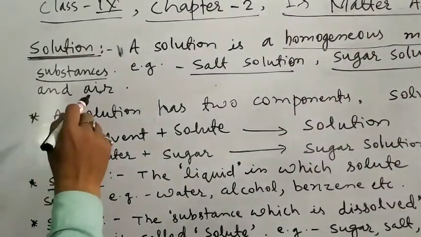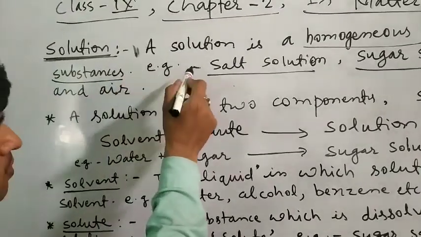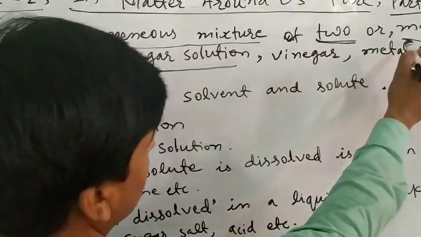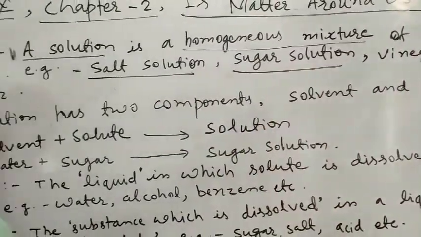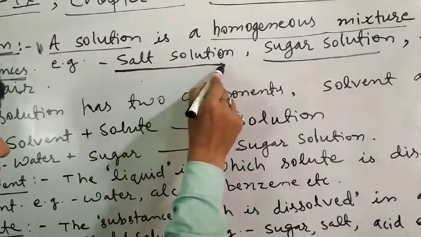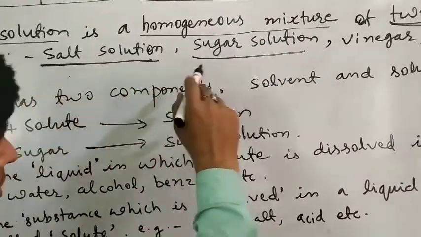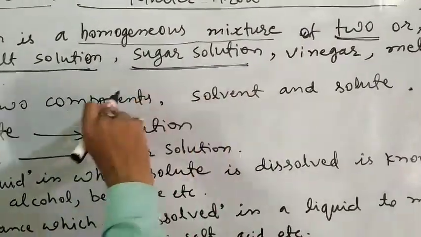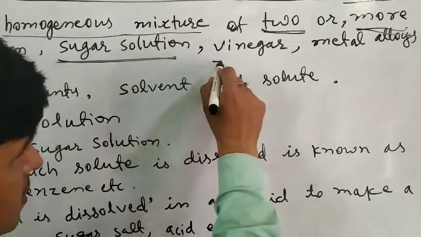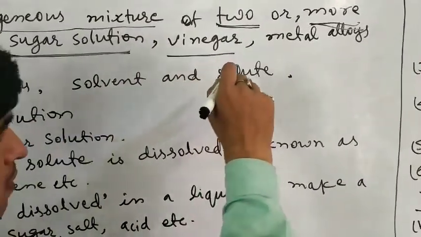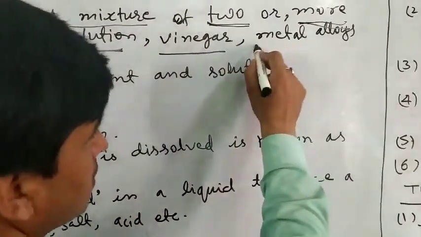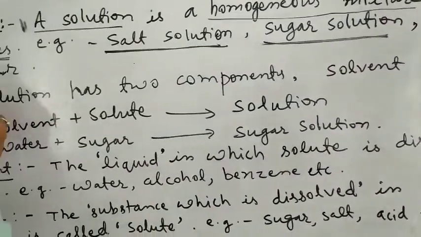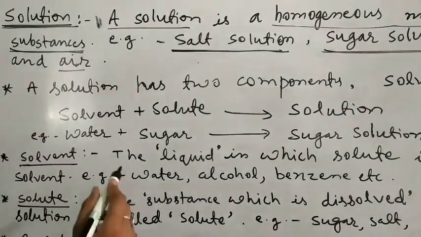First of all we have to explain solution. What is a solution? A solution is a homogeneous mixture of two or more substances. For example, salt solution made up of salt and water. Sugar solution made up of sugar and water. Vinegar made up of acetic acid and water. Metal alloy made up of metal in another metal, and air are the examples of solution.